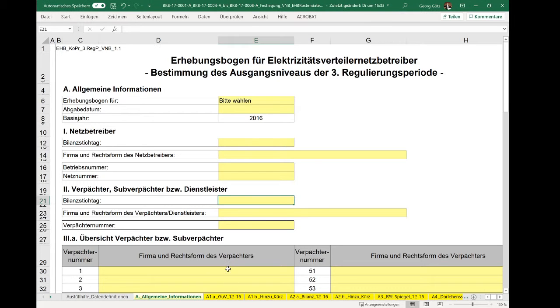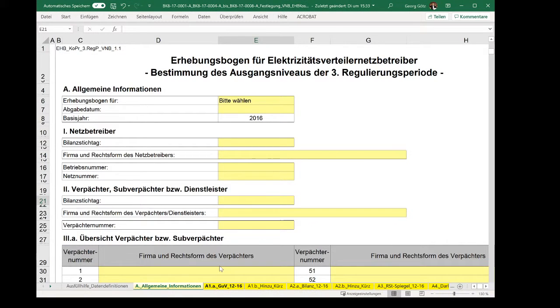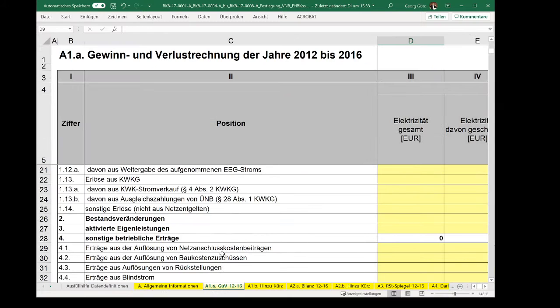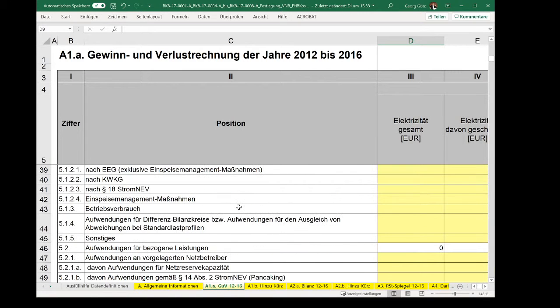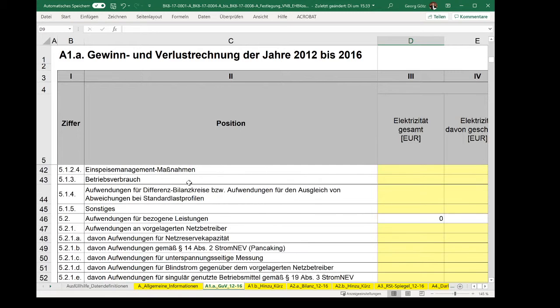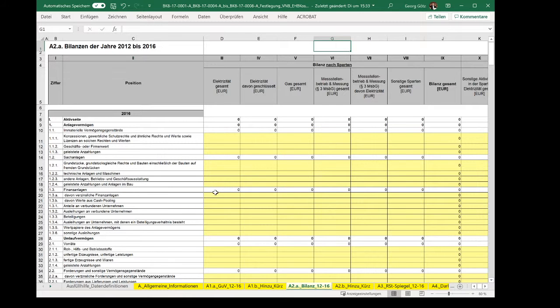But what we have then is, hopefully you can see that better than I can at the moment, that they have the profit and loss statement. We also have to set up, and fill this in according to these rules you see here. And they also have another tab here, where you have to set up the balance sheet.